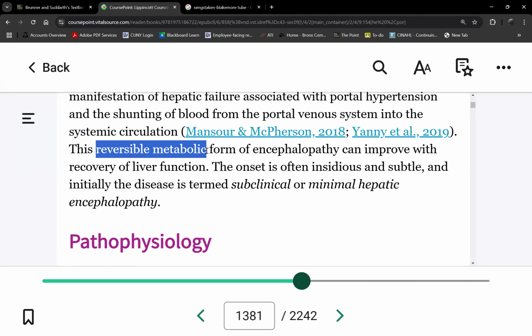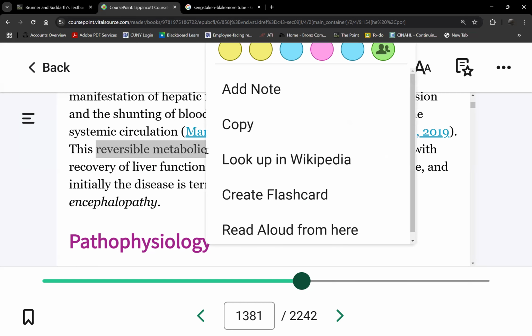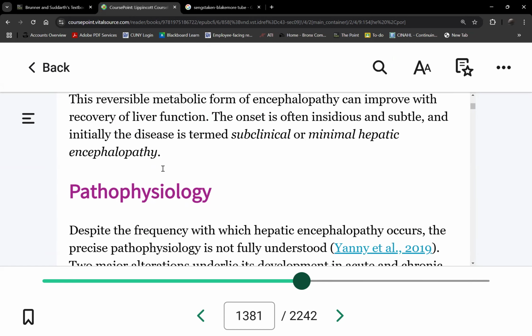But again, this is reversible. So yes, they will have flare-ups. A patient may have encephalopathy and be admitted. We'll manage it with aggressive lactulose administration, and then they'll be fine. After a few doses, a few days, mental status returns to baseline, and they can go home.